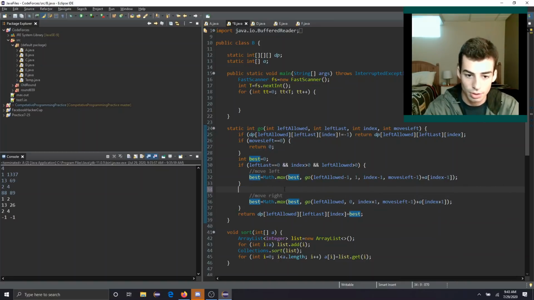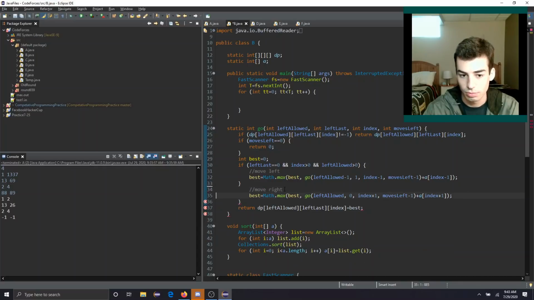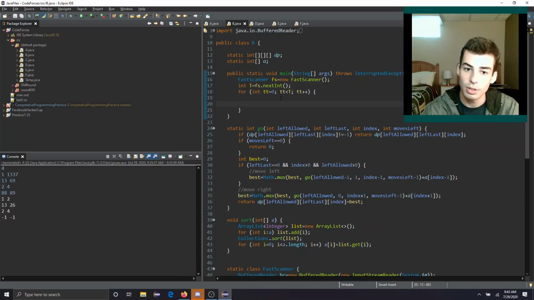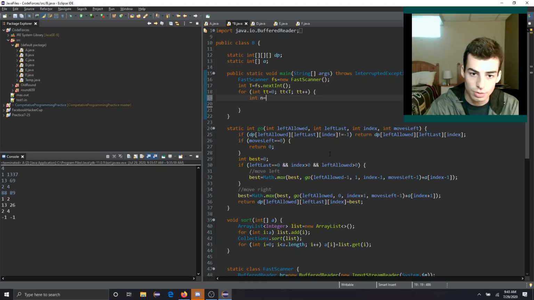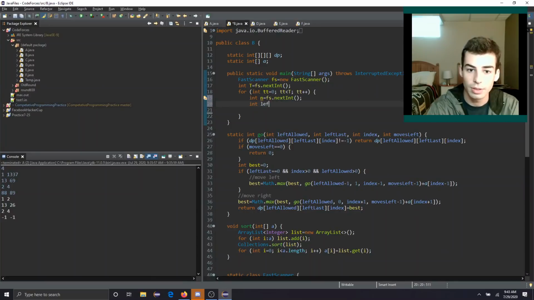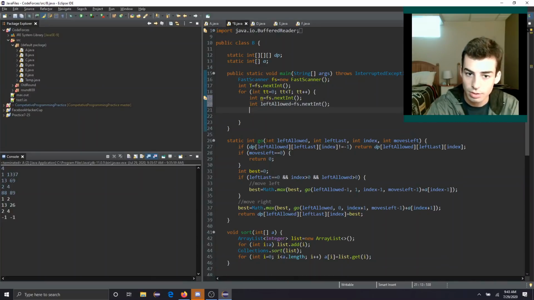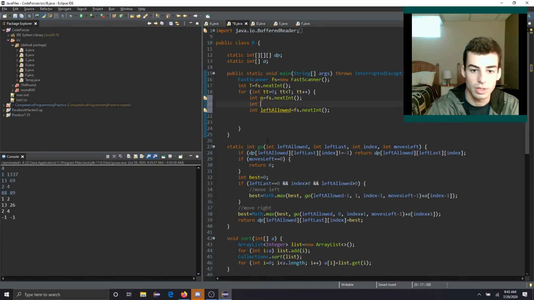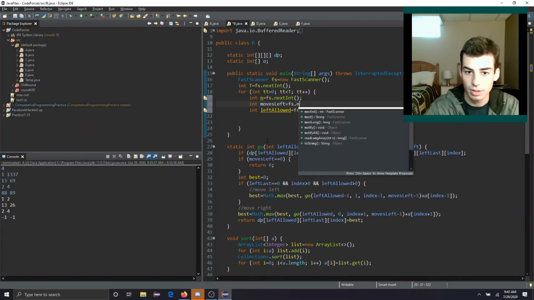This isn't an else though. This is if index is, well, this is just always true. You'll always be able to do this because of the properties of how big the input is. So now int n equals this. What else are we given? Int left allowed equals this. And then this is total moves. Int moves left equals this.